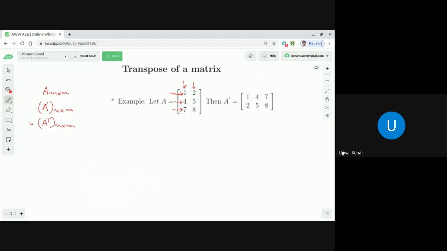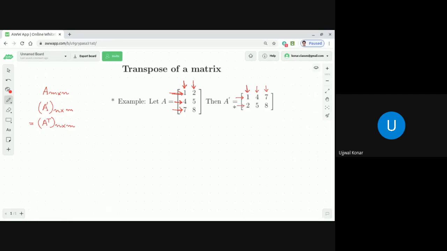Now, in the transpose matrix, dear students, the rows become columns. That means the row 1, 2 becomes the first column. The second row in the original matrix, 4, 5, becomes the second column of the transpose matrix. The third row in the original matrix, that is 7, 8, becomes the third column in the transpose matrix. And obviously it is the other way also. The first column of the original matrix, which is 1, 4, 7, becomes the first row of the transpose matrix, and the second column of the original matrix becomes the second row of the transpose matrix.